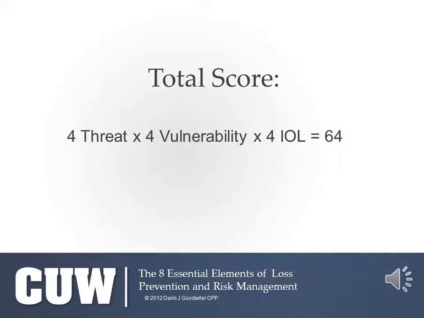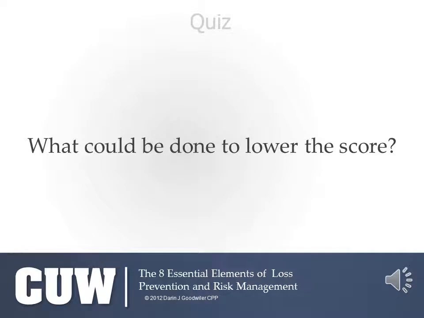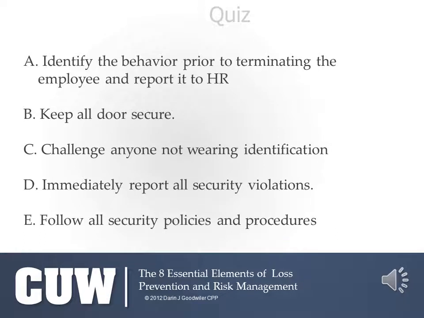So your total score in this particular scenario is a 64 for threat, for vulnerability, and for impact of loss. So what could have been done to potentially lower this score? They could have identified the employee behavior prior to terminating the employee and reported it to Human Resources.